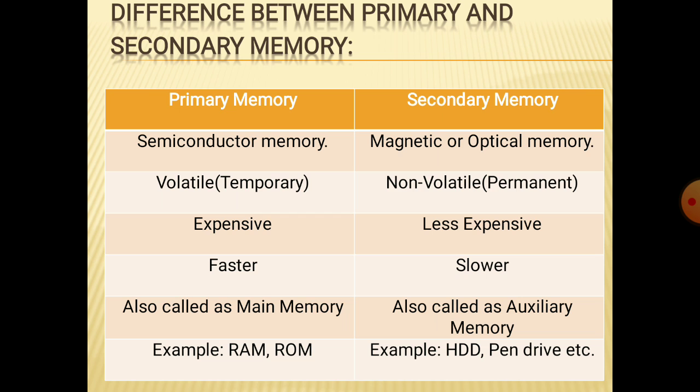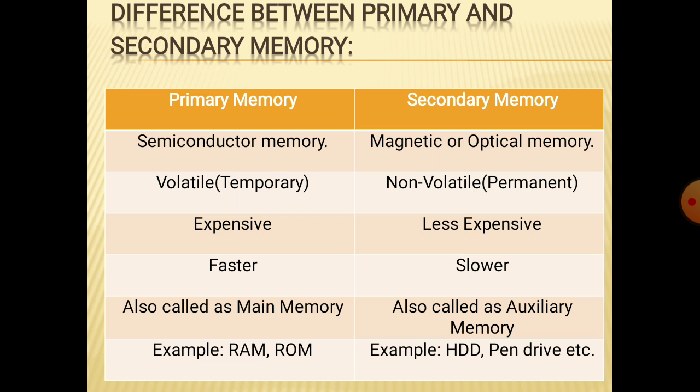The first difference between your primary memory and the secondary memory is what material we use, or how the technology has been used to create this memory. Your primary memories are all created with semiconductor material. So these memories are called semiconductor memory. Secondary memory devices are made up of magnetic or optical material. So these are called magnetic memory or optical memory.